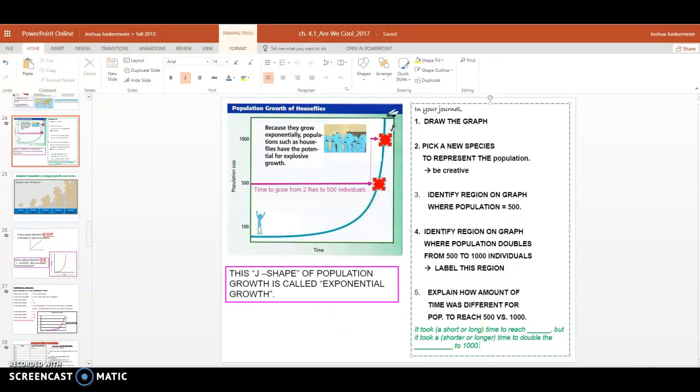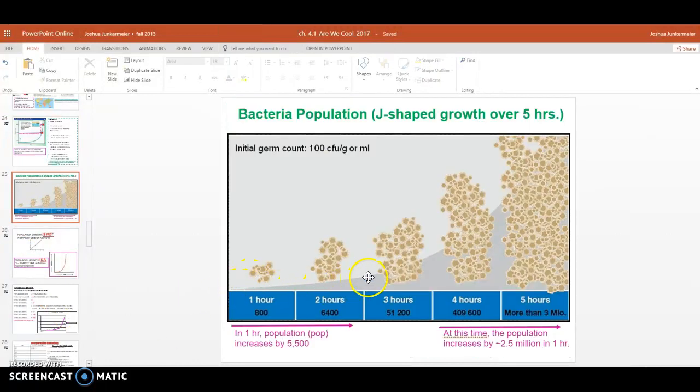Let's move on. All right, here's a J-shaped population graph for you. This is a bacteria population, and it shows J-shaped growth over 5 hours. So this is the 1st hour, 2nd hour, 3rd hour, 4th hour, and 5th hour. Bacteria grow fast. The 1st hour, there was a population of 800 bacteria. By the 5th hour, there's more than 3 million just after 5 hours. So bacteria can reproduce and make more than 3 million of them in 5 hours.